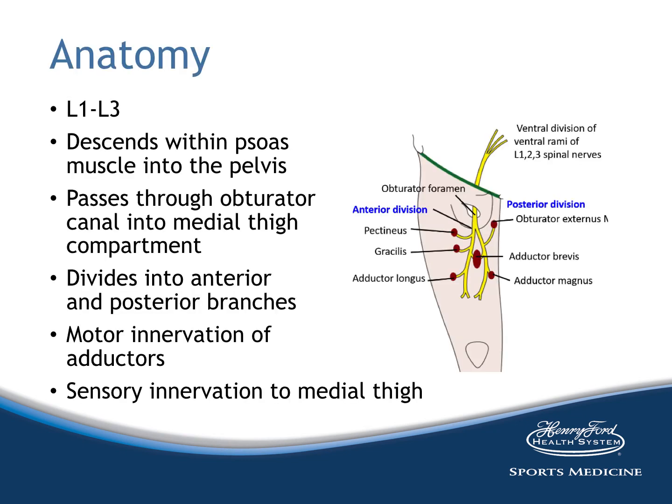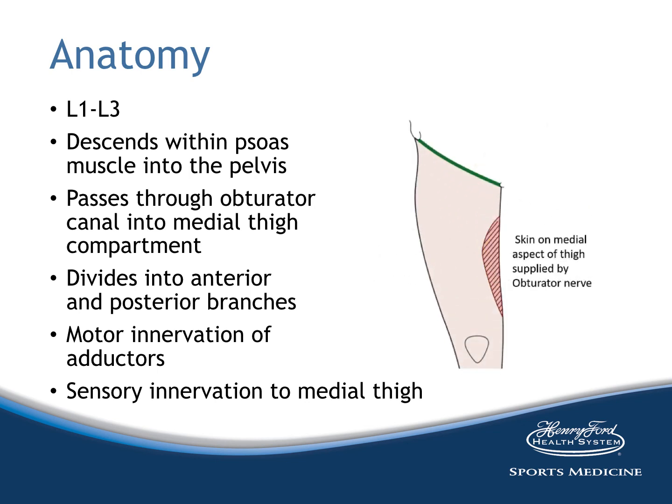The obturator nerve comes from the L1 through L3 nerve roots and descends within the psoas muscle into the pelvis. It then passes through the obturator canal into the medial thigh compartment. It divides into anterior and posterior branches, which are separated by the adductor brevis muscle. The motor innervation is to the adductors. Sensory innervation is to the medial thigh. So again, sensory innervation in the medial thigh region, where the motor innervation is to the adductor musculature.